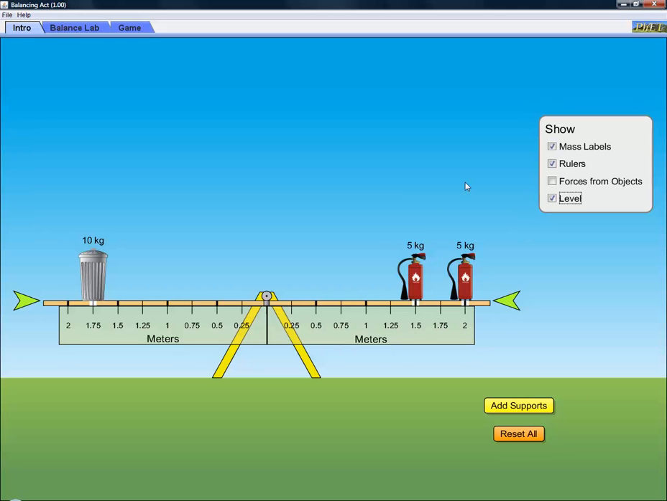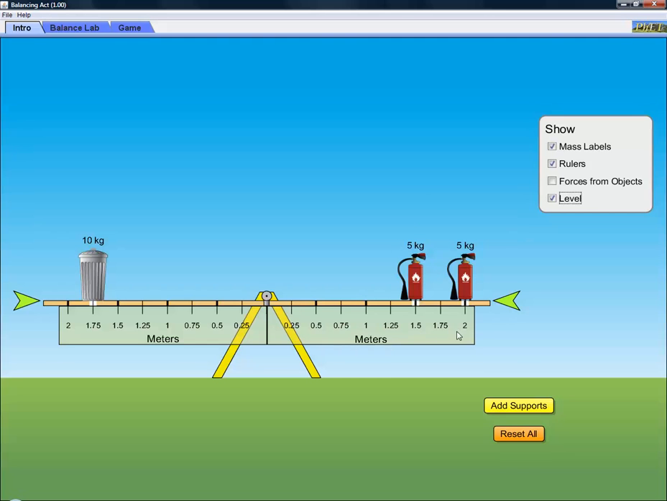Which means, because it's level, the sum total of each of the two moments on here has to add up to 175. So let's work it out. 5 kilograms is how many newtons? That's right, 50. So 50 times 2 is 100. So I'm willing to bet that this should add up to 75 to balance that. So we've got 50 times 1.5. 50 times 1.5 is 75.